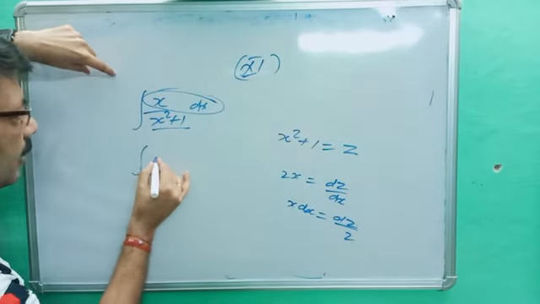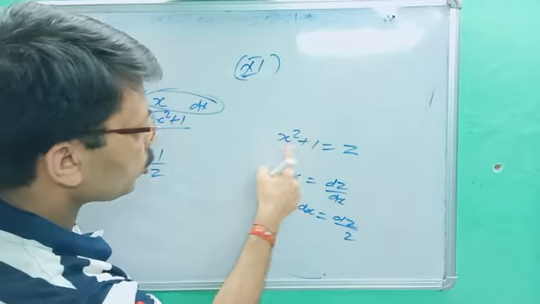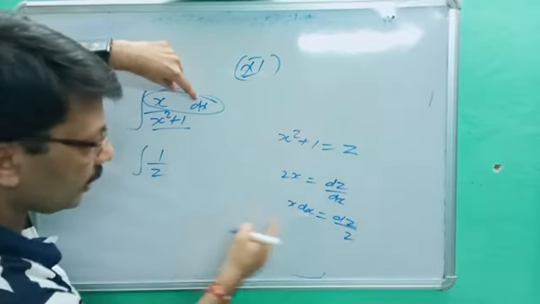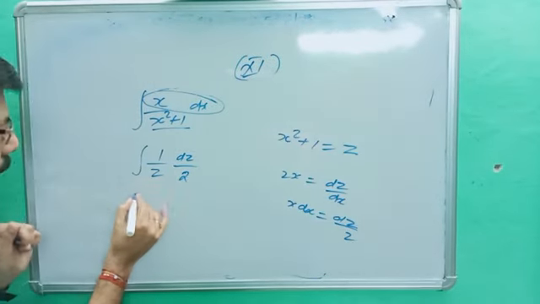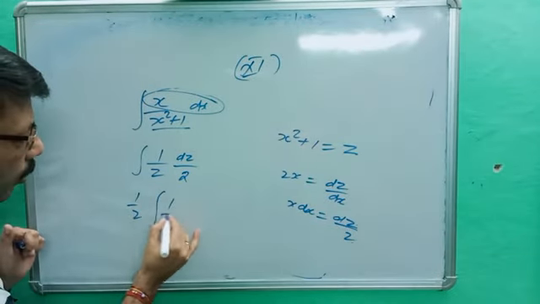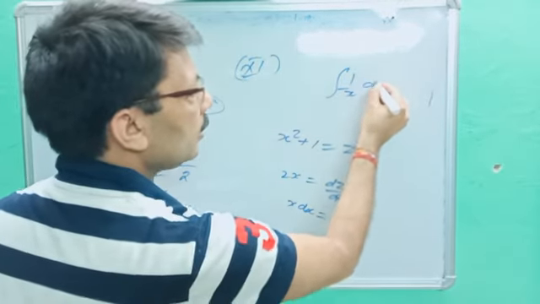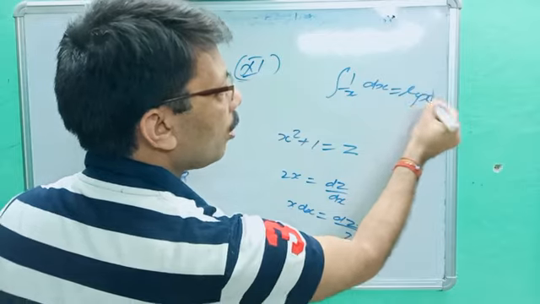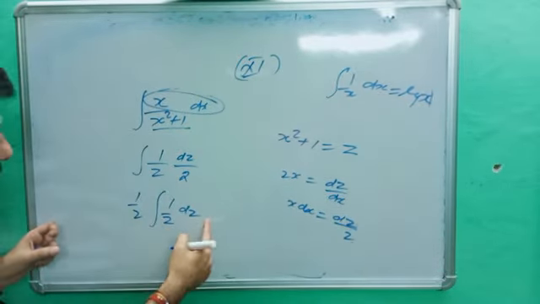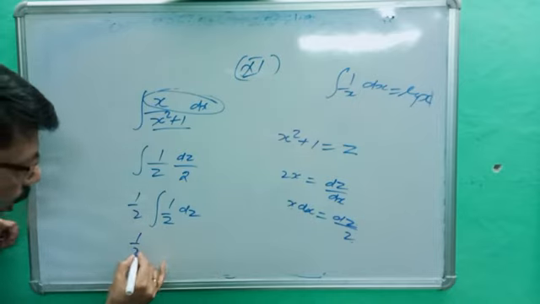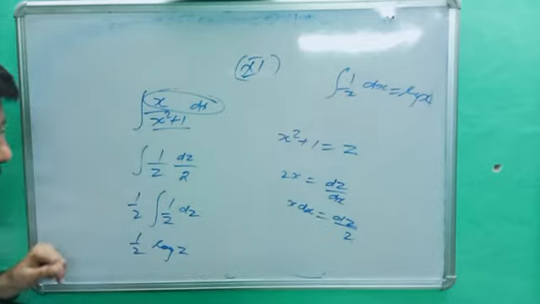So what do we get here? Integration of 1 upon z, and x dx is what? x dx is dz upon 2. 2 is out, so 1 upon 2. What is the integral of 1 upon z dz? It is like 1 upon x dx. You better know it is what? Come on, log x. 1 upon x dx is equal to log x. Similarly, 1 upon z dz will be log z. So we will get 1 upon 2, and it will be what? Come on, log z. This is the answer.